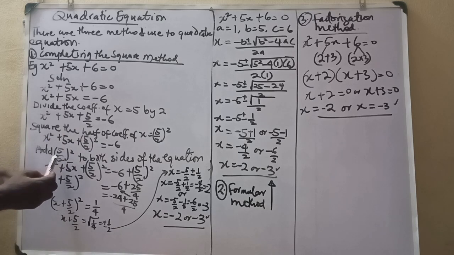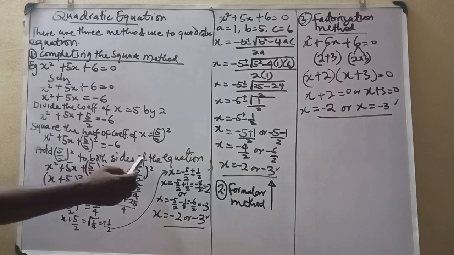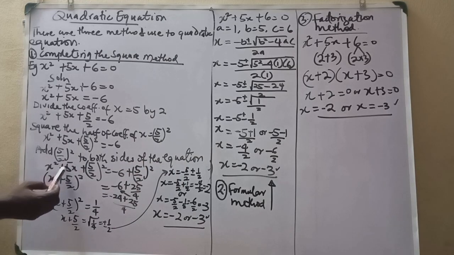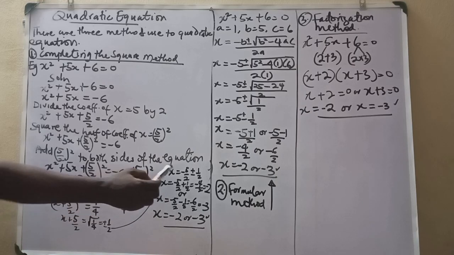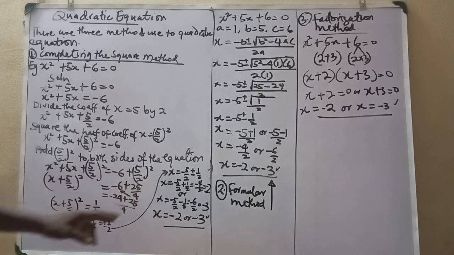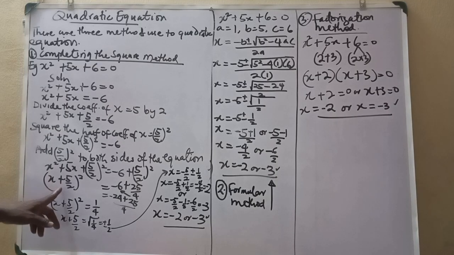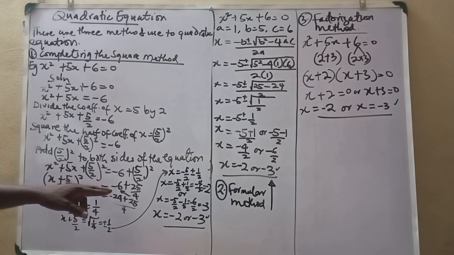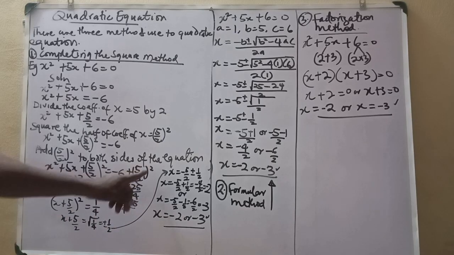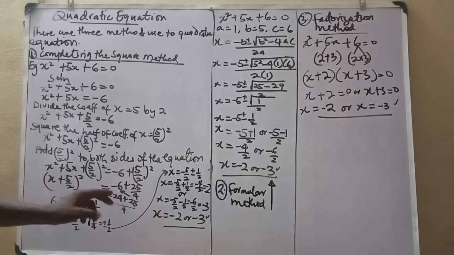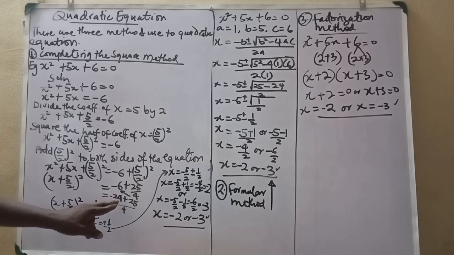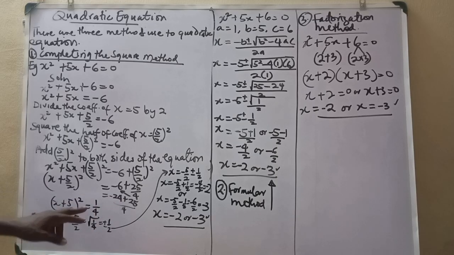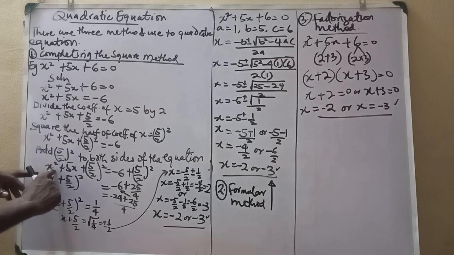So add 5 over 2 squared to both sides of the equation. Look at that. x squared plus 5x, then 5 over 2 squared equal to minus 6 plus 5 over 2 squared. And by the time you square that, you are going to have x plus 5 over 2 squared will give you, by the time you evaluate this, 5 squared is 25, 2 squared is 4. So minus 6 plus 25 over 4 will give you minus 24 plus 25 over 4, which gives us 1 over 4.